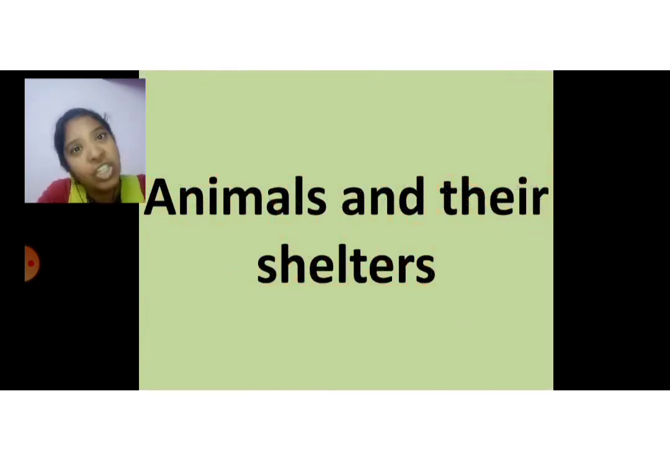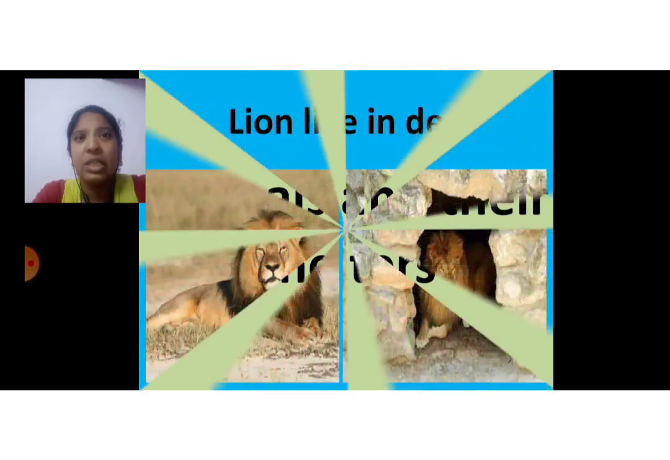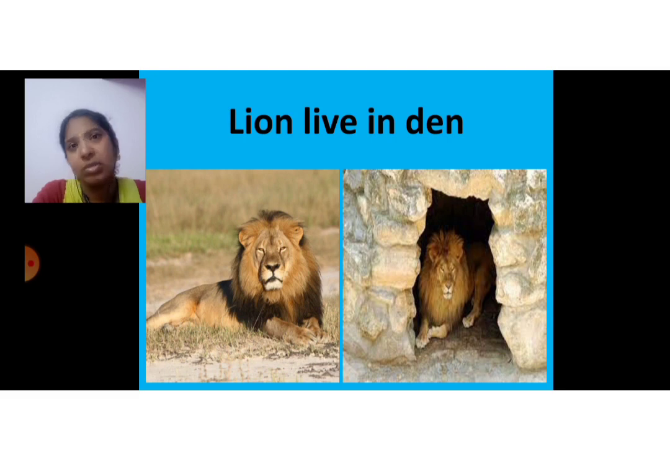Animals and their shelters. As we all live in our house, even animals have their homes separately. Each animal has its own home. So the lion lives in a den. Here's the den where you can see the lion lives. We live in our house, in the same way the lion lives in the den.